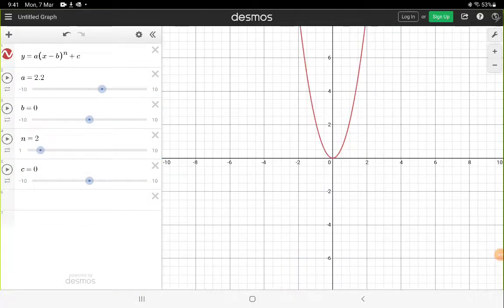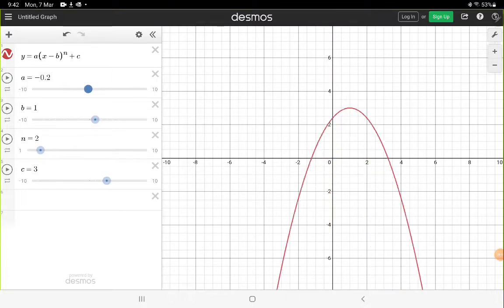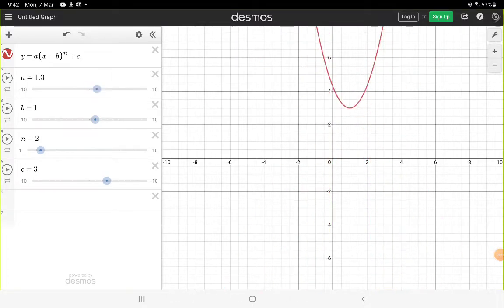Alrighty, so let's just look at the quadratic. Obviously we've worked with the quadratic before. We understand how turning point form works. And remember, a just changes whether it is concave up or concave down. But does this all still work for other functions?